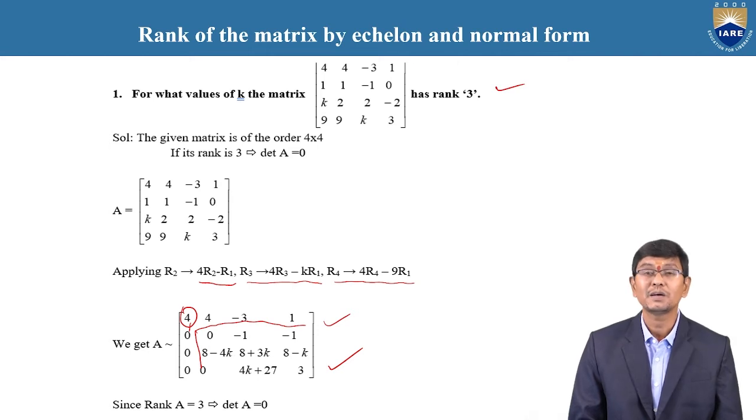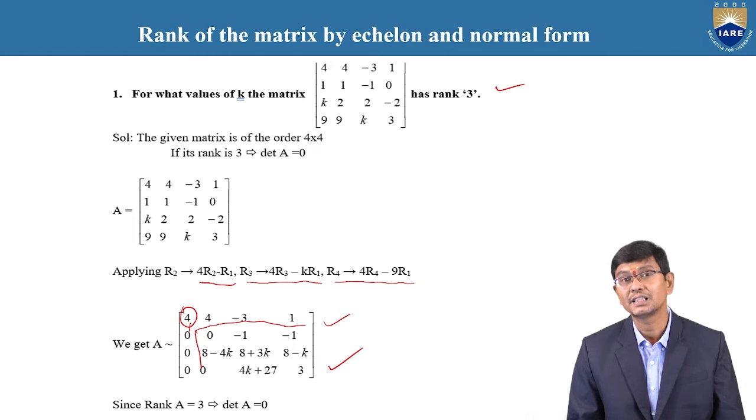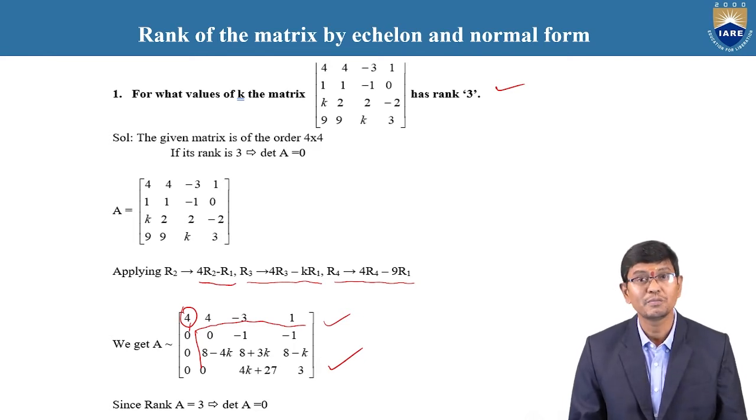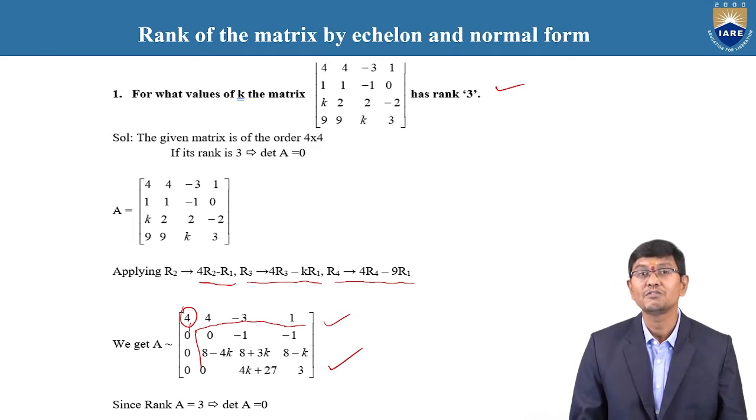Therefore, as per this problem, we need to calculate the value of k for which the given matrix has rank 3. With the determinant of the 4 by 4 matrix equal to 0, we obtain k equal to 2 or k equal to -6 as the final values.